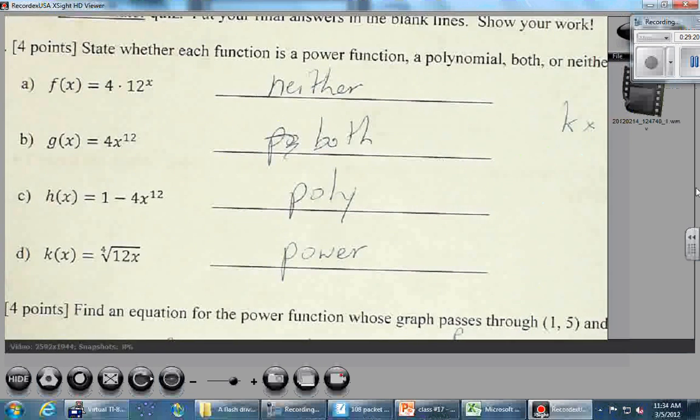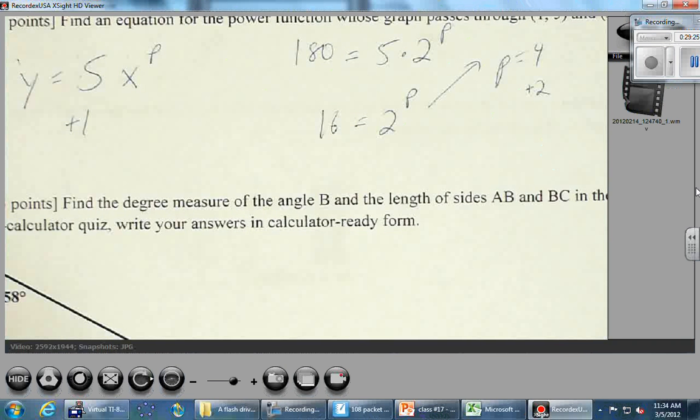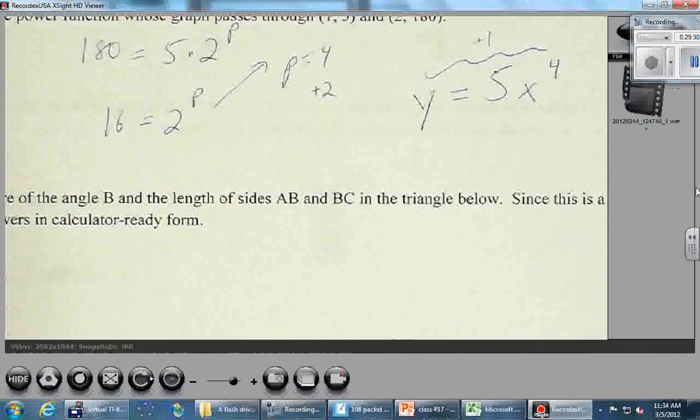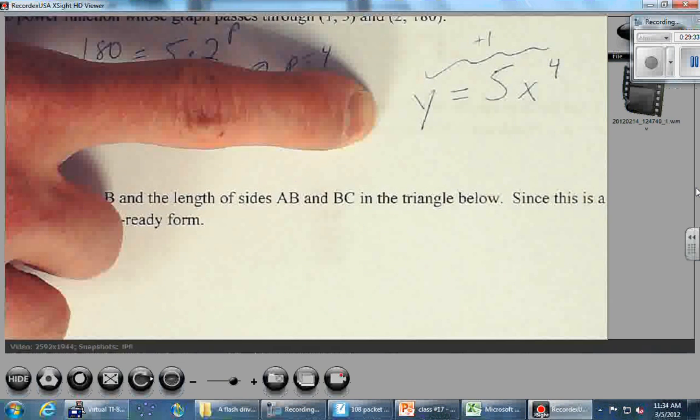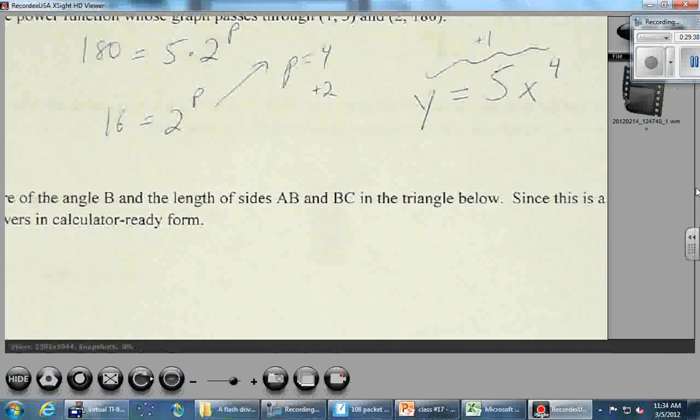Okay, and then we'll keep going down to the power function that hits 2 points. Let's see, over here. Sorry. Is that right? Anybody else get that one? Yeah, 180 divided by 5. Did I do that wrong? How much is 180 divided by 5? Oops. All right, scratch that.